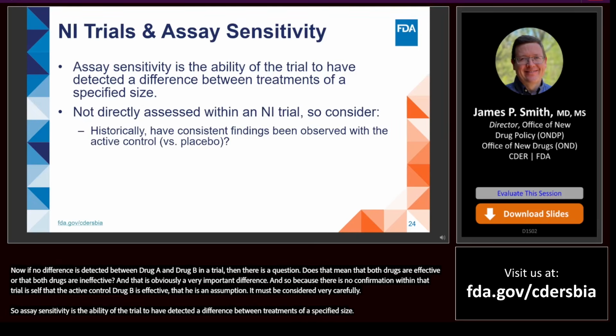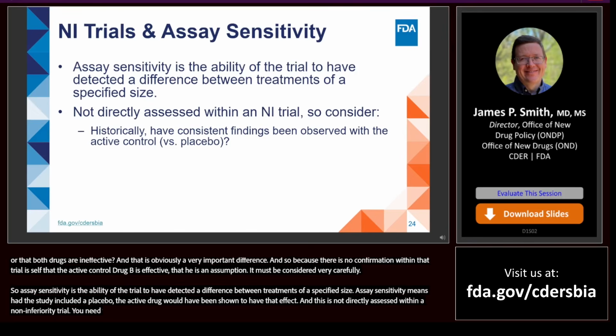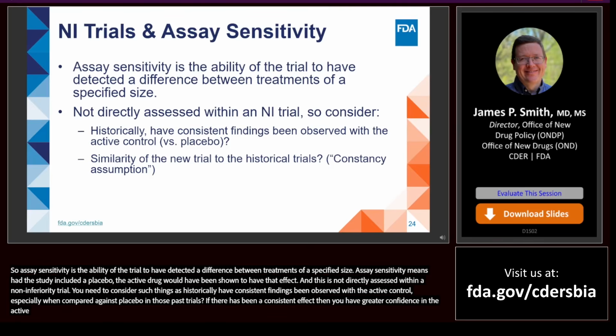So you need to consider such things as, historically, have consistent findings been observed with the active control, especially when compared against placebo in those past trials? If there has been a consistent effect, then you have greater confidence in the active control in the new trial. Second, how similar is the new trial to those historical trials where the active control drug was tested against placebo? Is the patient population similar? Were there important differences in concomitant treatments that have become available? Are there differences in how the study endpoints are defined or analyzed?